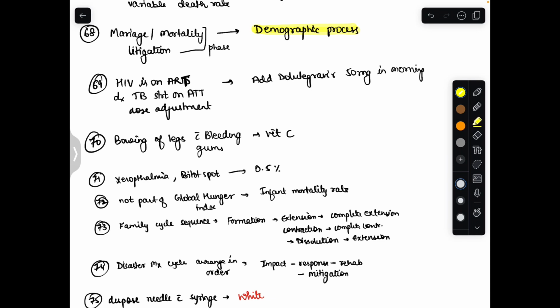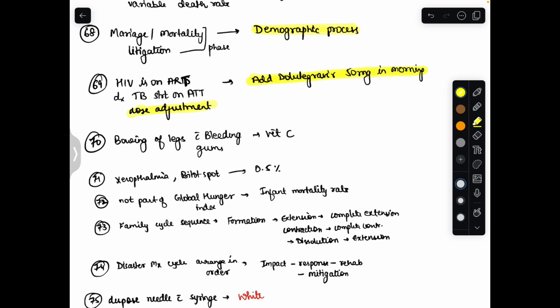Now for the 69th question, an HIV patient was given, and he is on ART. Diagnosed with TB, started on ATT. Dose adjustment they asked. I remember this question but I put a wrong answer for this. The correct answer is add dolutegravir 50 milligram in the morning.